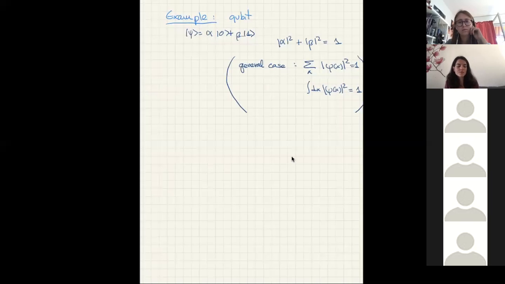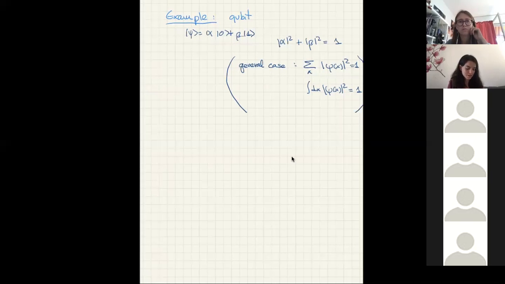This normalization condition will come around because of measurements, because we'll want the probabilities when we do a measurement to sum up to 1, and we'll explain this later. Don't worry if you don't care about this now. But let's just see how many parameters we have.